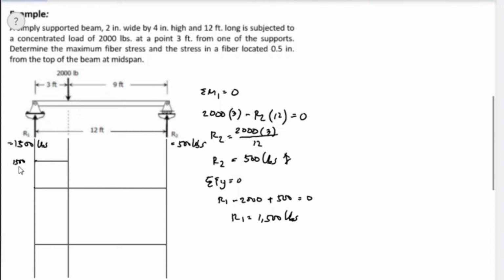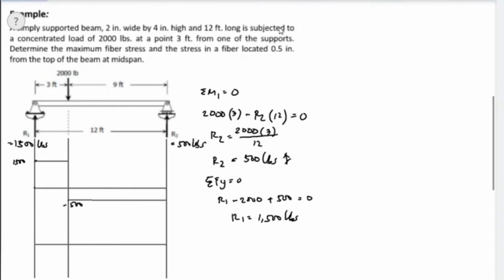at 1500. From this point, we have 2000 pounds and it is downward. So 1500 minus 2000 is equivalent to negative 500. Negative 500. And from this point up to point 2, no load, therefore the line is horizontal. So from this point up to point 2, it is a straight line.